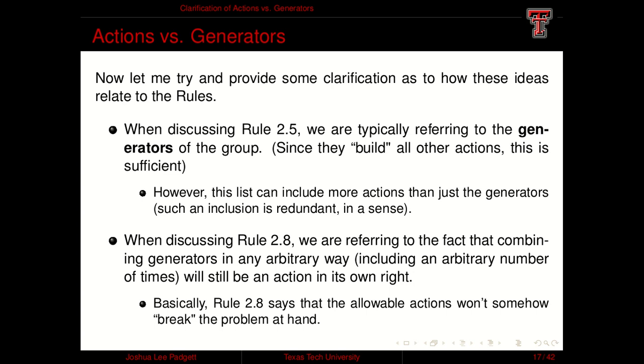When discussing Rule 2.8, we're referring to the fact that combining generators in an arbitrary way should still be an action, meaning that if I rotate my cube a bunch of different ways, I should still have something that is a cube. So Rule 2.8 is saying that the allowable actions won't somehow break the problem. If I do these 90-degree rotations over and over again, the cube doesn't magically disintegrate in my hand. It still remains a cube.